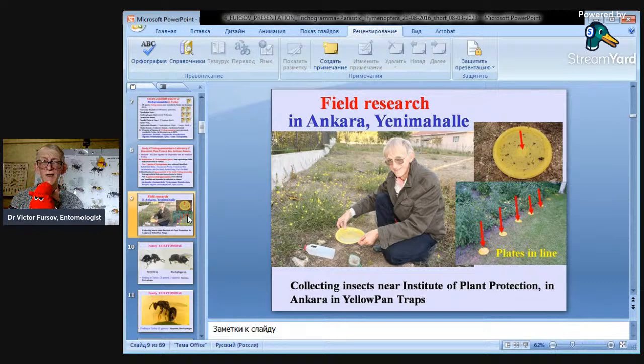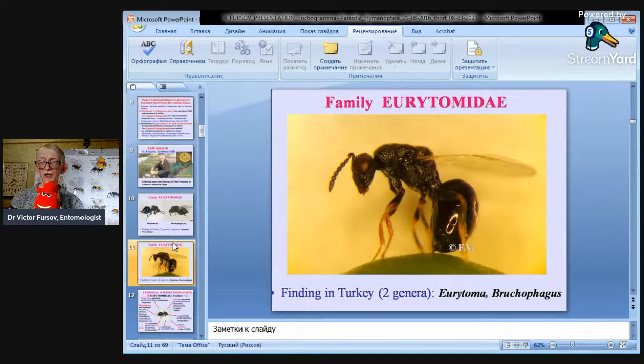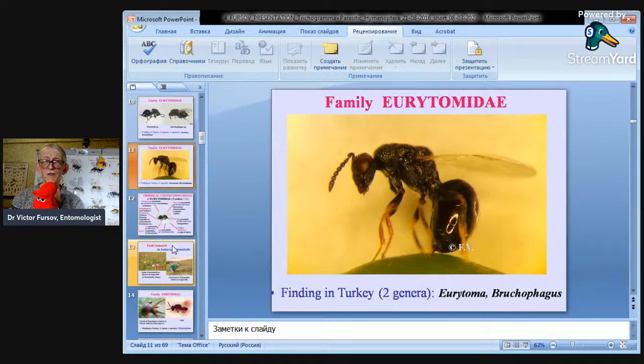So let's talk about the other families which were collected. Family Eurytomidae, such species as Bruchophagus sophorae, and two species of the genus Eurytoma were collected. This was not my major purpose; this was additional material collected in different agricultural areas. This is a photo of a female Bruchophagus sophorae depositing eggs in a fresh pod of the plant Sophora. This is a phytophagous species which oviposits inside the pod, and the larvae are seed feeders on the seeds of Sophora.